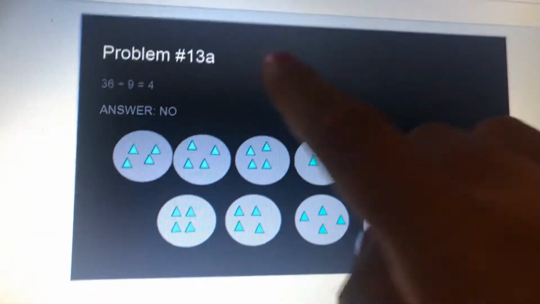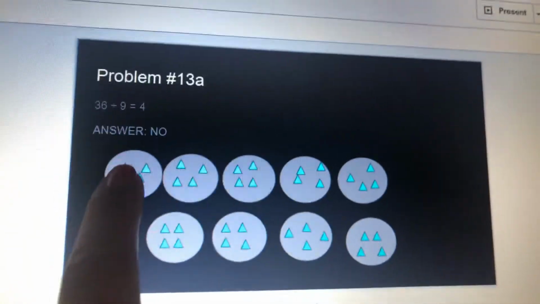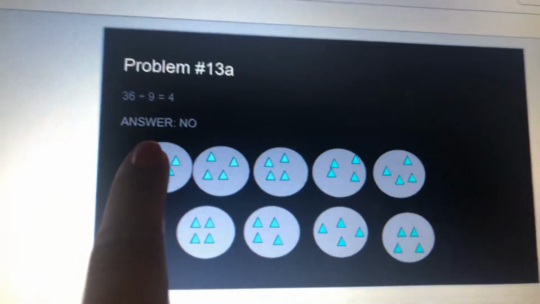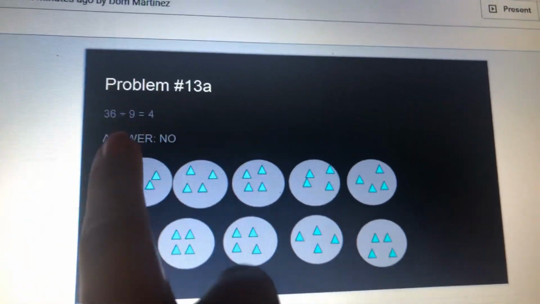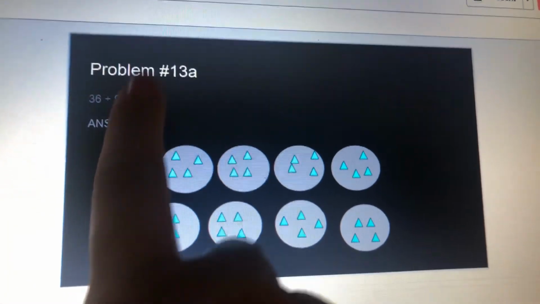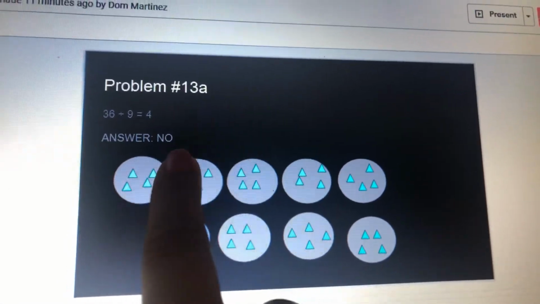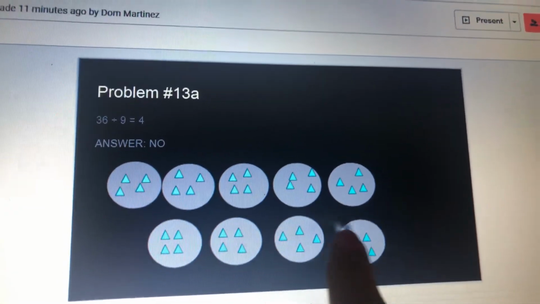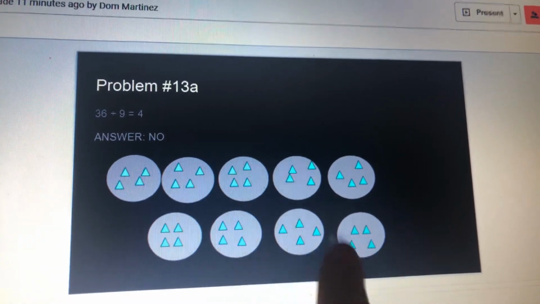13A. Remember, we had 2 parts to do. We had to do the drawings, and then we had to answer the question as to if this problem had a remainder or not. So in our first question, it was 36 divided by 9. It should have been equal to 4. Okay, and there was no remainder at all. So I was evenly able to split those pieces up into 9 groups and 4 pieces per group.